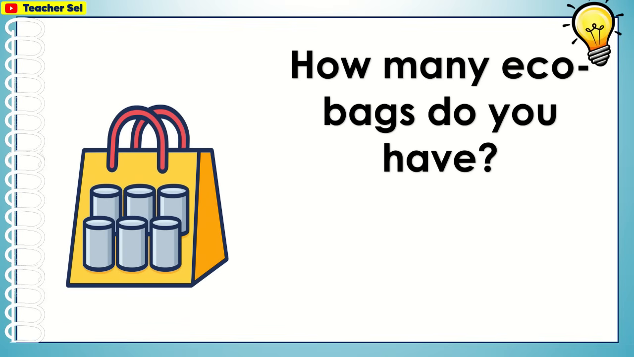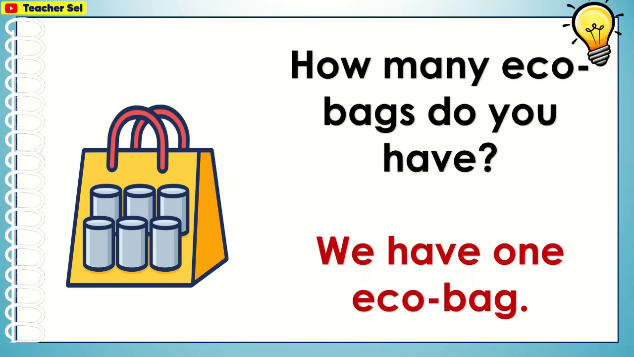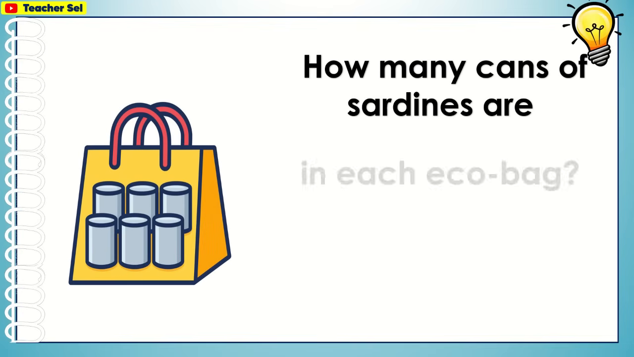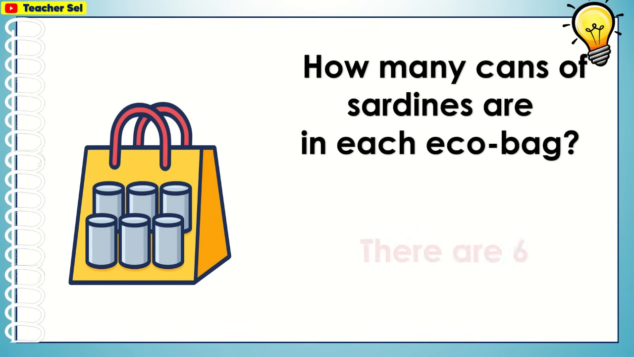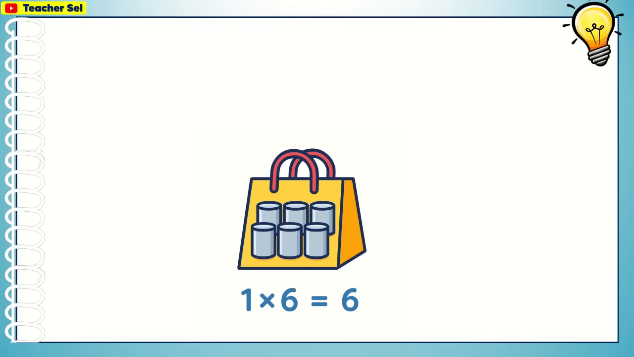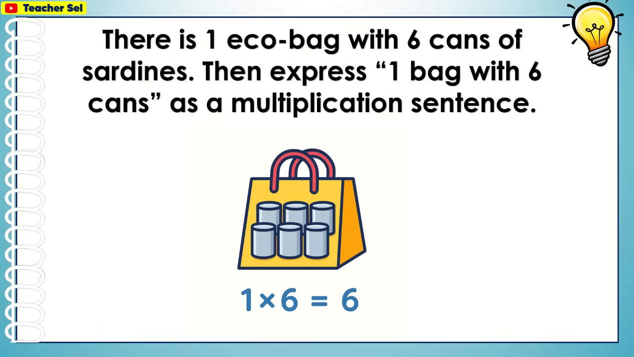How many eco bags do you have? We have 1 eco bag. How many cans of sardines are in each eco bag? There are 6 cans in each eco bag. There is 1 eco bag with 6 cans of sardines. Then, express 1 bag with 6 cans as a multiplication sentence.